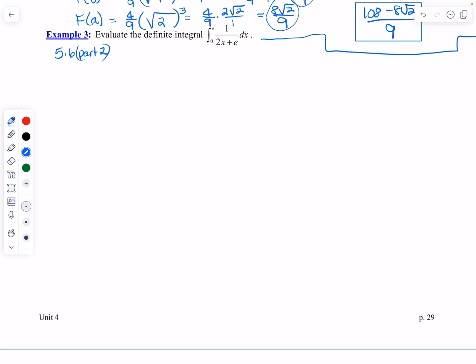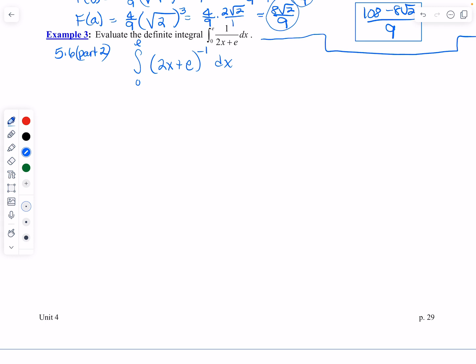All right, so we have an integral going from 0 to e of 1 over 2x plus e dx. Again, this looks super complicated. So the first thing I'm going to do is rewrite it as (2x plus e) to the negative 1 dx. Again, I can't take the integration of it. It's too complicated, so I have to use substitution.